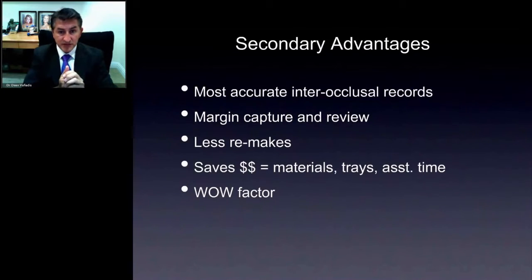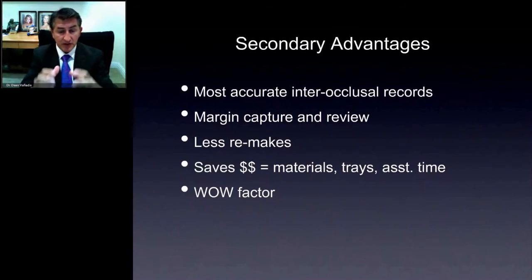Secondary advantages: most accurate interocclusal records is my number one advantage in terms of looking at things. The margin capture is easy. You can actually ditch your die. So this is going to create a lot better accuracy for your restoration. If you're actually ditching the die on a digital scanner and marginating, it's a lot better than someone in a laboratory who's basically under a microscope trying to figure out where your die is.